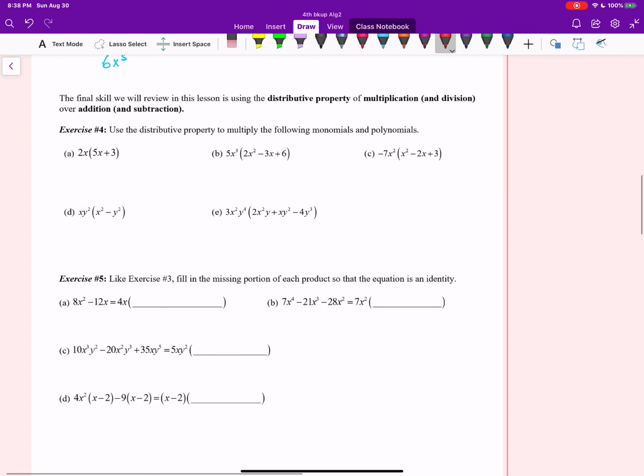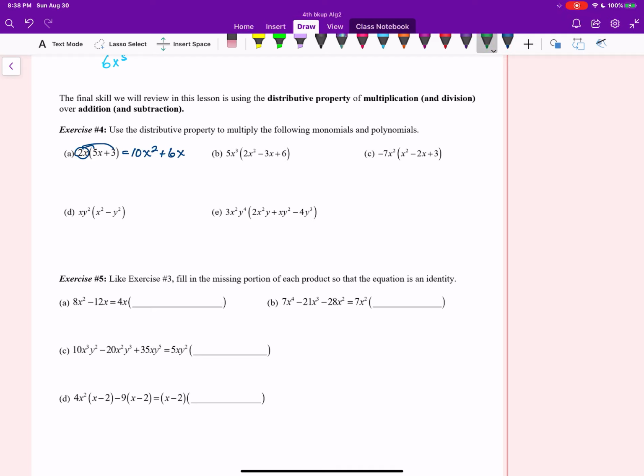Exercise number 4 asks us to use our distributive property. 4a, we have 2x times 5x plus 3. We take our 2x and distribute it over our parentheses. 2x times 5x is 10x squared, and 2x times +3 is +6x.